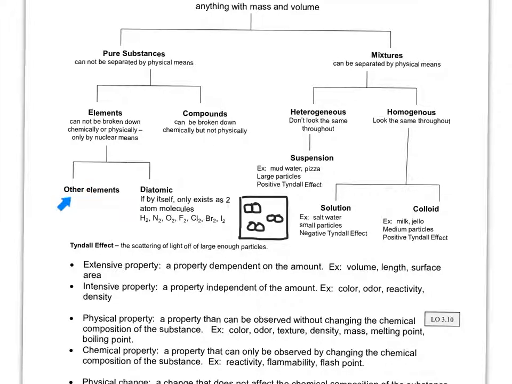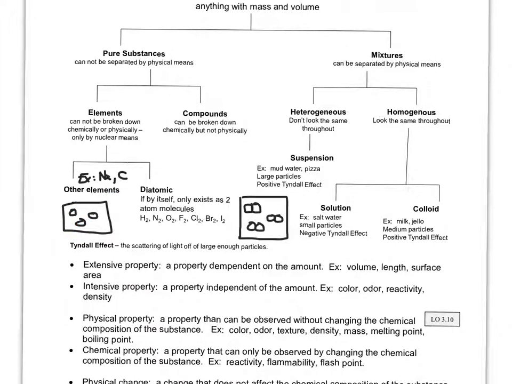All other elements, for the purposes of this class, we're going to say are monoatomic. They exist as individual atoms. Obviously, you can't separate one atom by itself, but they exist as atoms that are not bonded together. So I'll draw a particle diagram for that. Things like sodium or carbon or potassium, lithium, cobalt, those are all monoatomic and they exist as individual atoms.